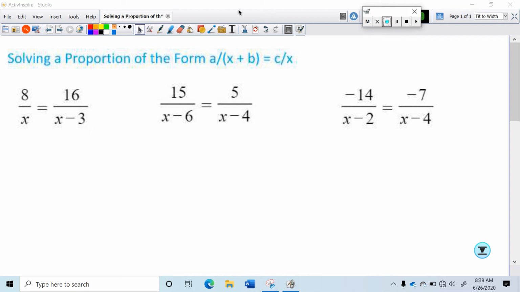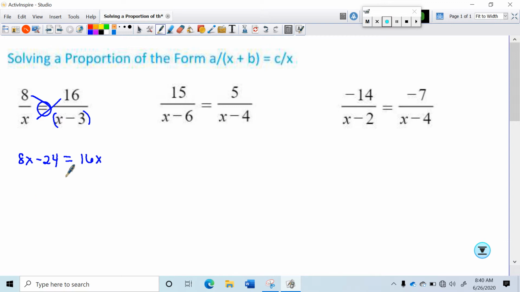To solve proportions, I'm going to cross multiply, but this 8, when you do that, it has to go with everything over here. So 8 times x is 8x, and 8 times negative 3 is negative 24. I'm going to bring down the equal sign and cross multiply the other way. 16 times x is 16x.